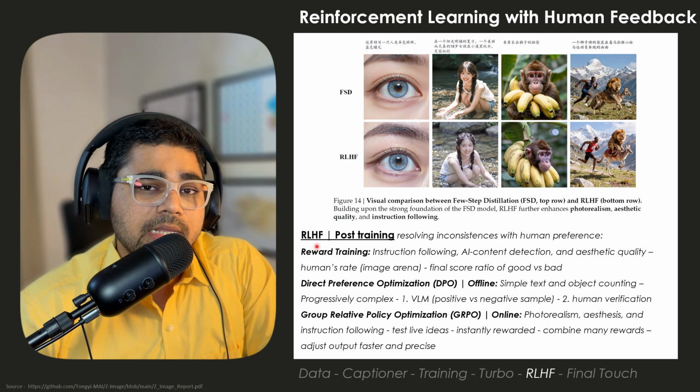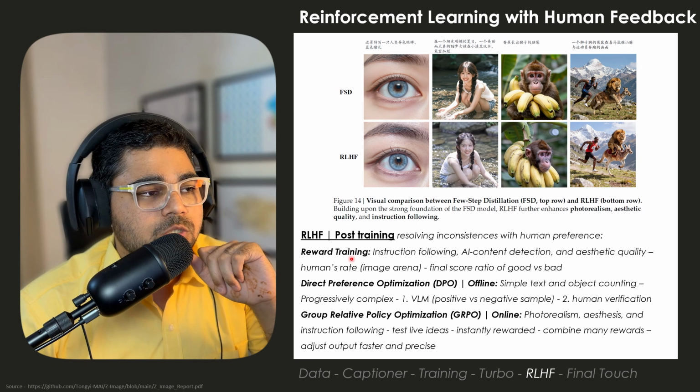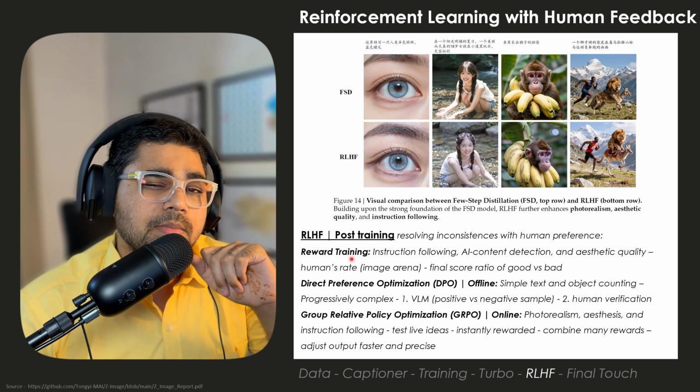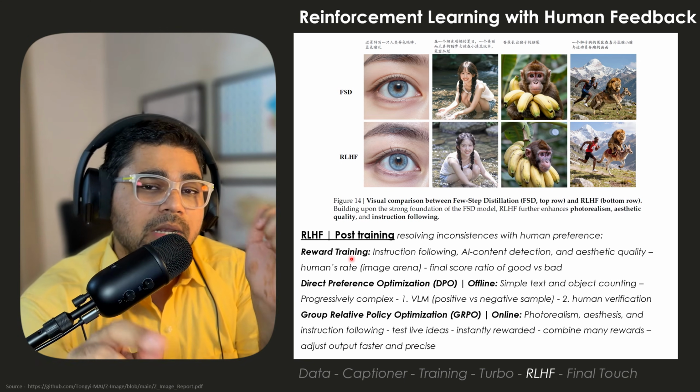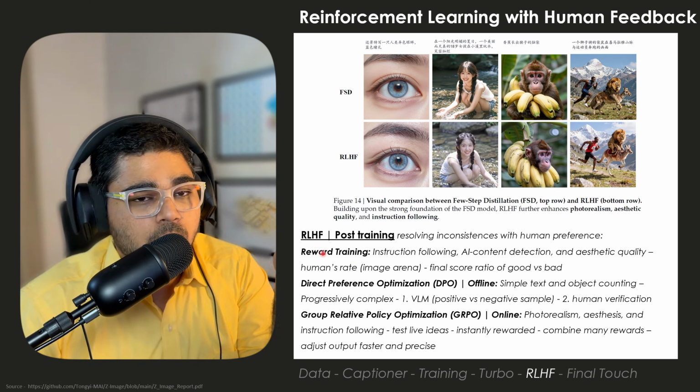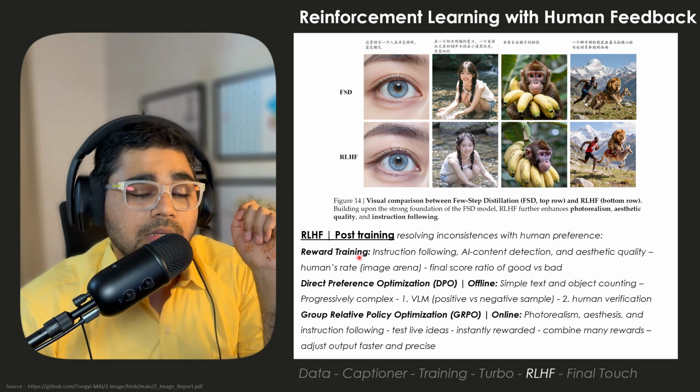So to do this RLHF, they're using 3 stages. The first one is called reward training. Now this is similar to when we go to the artificialanalysis.ai website, where we get 2 images, and depending upon what you like, you click and there is a scoring given. So this is what happens in the reward training stage.